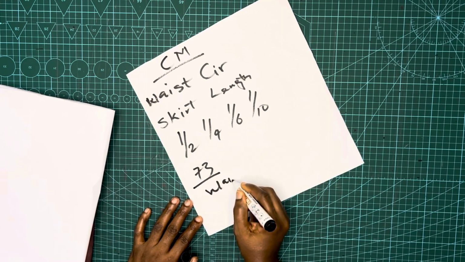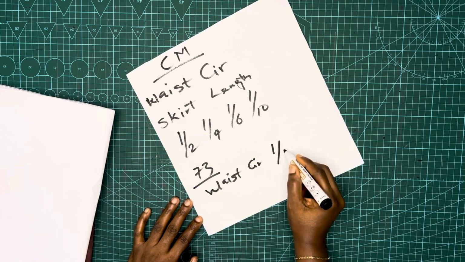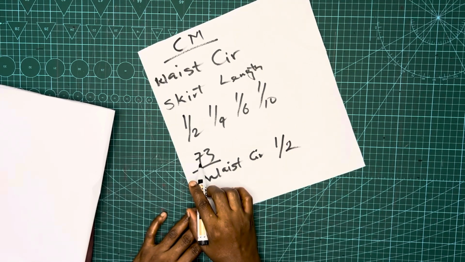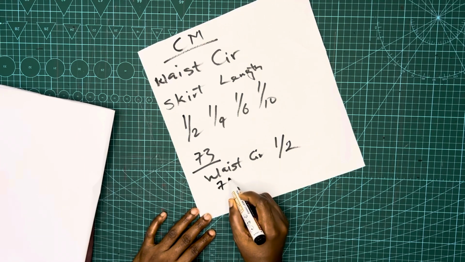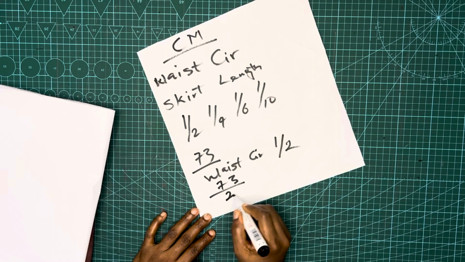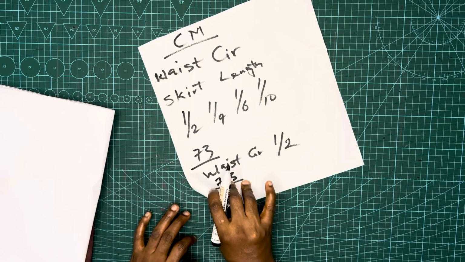I'll say waist circumference 1/2, meaning you are dividing your waist circumference by 2. So what you do now is to input your waist circumference, which is 73/2. Any result you have is what you use as your radius.